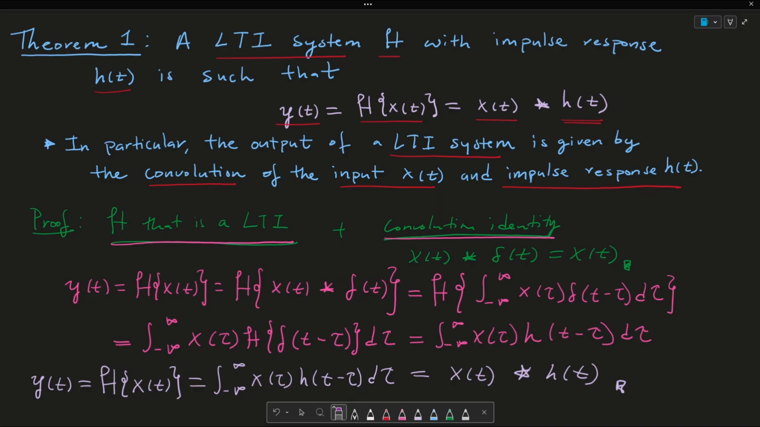And therefore, if you wanted to put this in words, we can say that we have shown that a function x of t passing through a system H with an impulse response h of t has an output y of t that is equated to the convolution between the input x of t and the impulse response h of t.